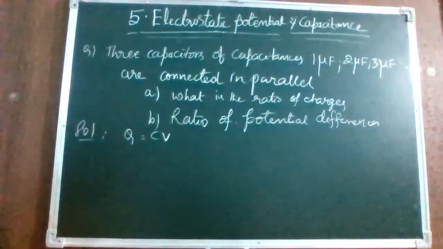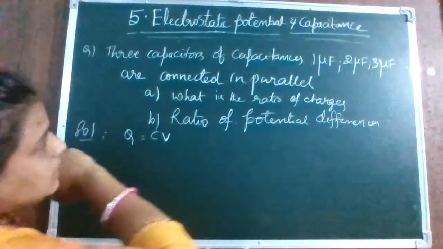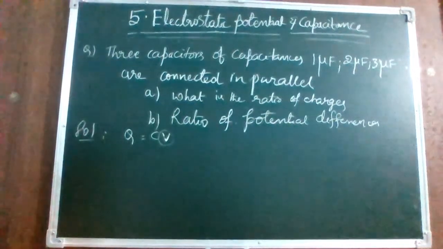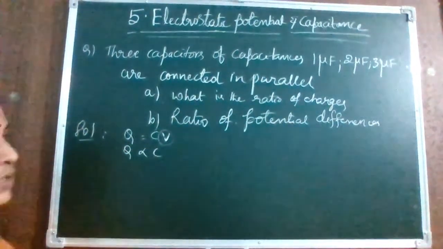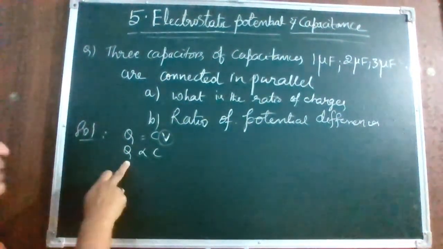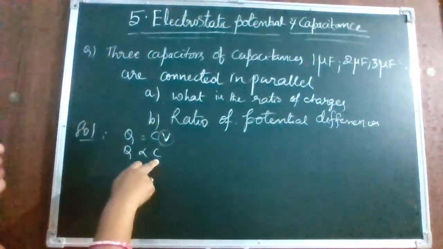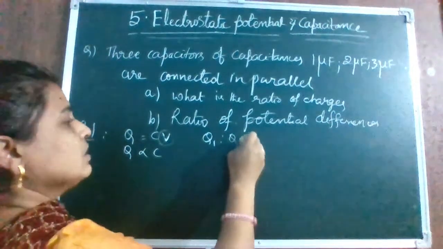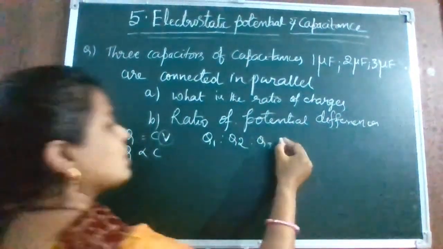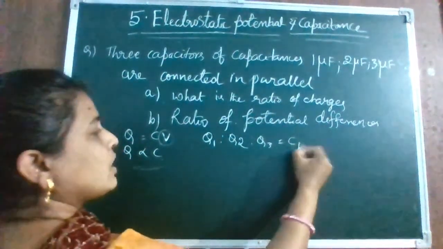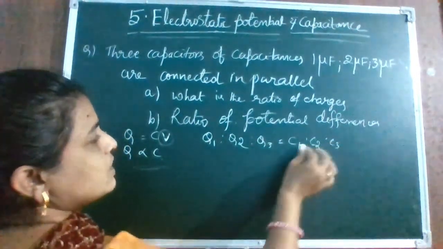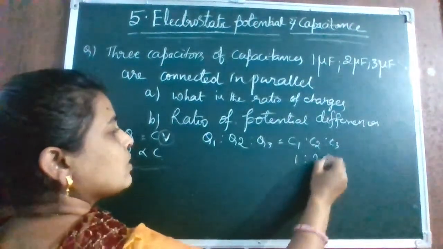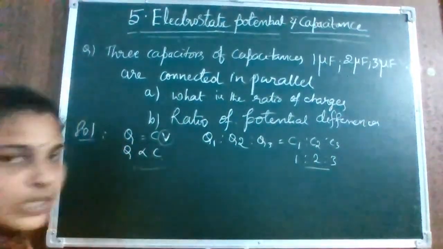Here they are connected in parallel. This problem is related to the parallel combination, so automatically the potential is constant. So Q is directly proportional to the capacitance. That means the charge is directly proportional to capacitance. He asked the ratio of charges, so Q1 is to Q2 is to Q3 equals C1 is to C2 is to C3, as the charge is directly proportional to the capacitances. The first capacitance is 1, the second is 2, the third is 3. So the ratio of the charges is 1 is to 2 is to 3.